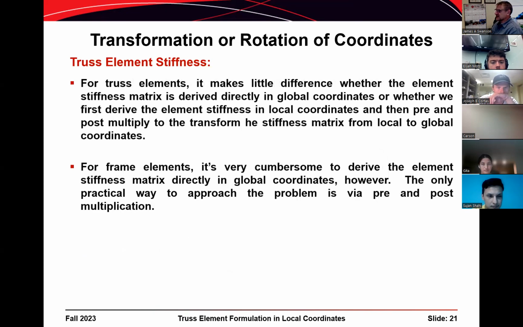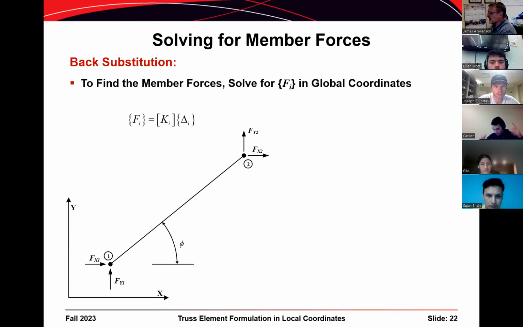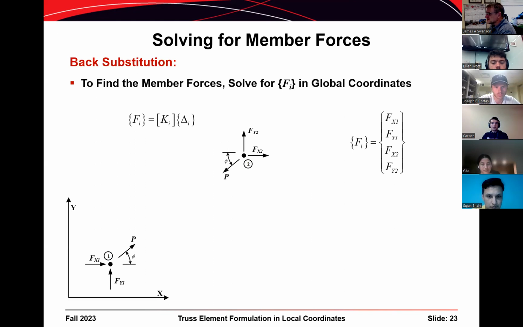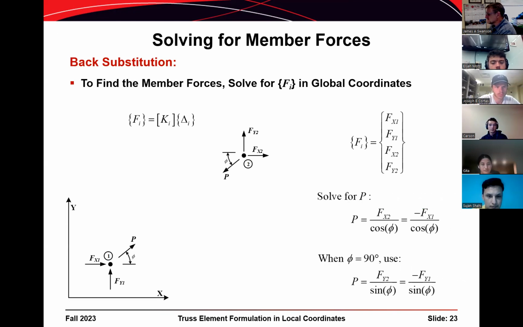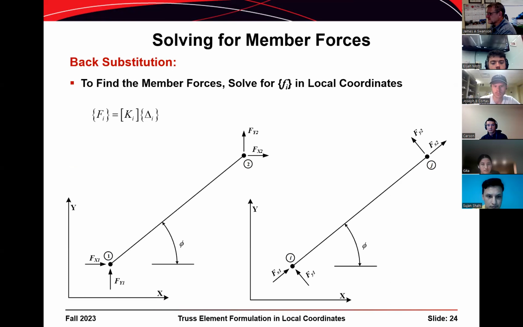All right, now for truss elements, it makes little difference whether we derive them in the global or the local coordinates, but for frame elements, it's very cumbersome to derive the element stiffness matrix directly in global coordinate systems. So when we get to frame elements, we have almost no option but to use pre and post multiplication for the process. And so when we evaluate this in member forces in our local coordinates, we can go back to the local formulation. So we have lowercase f here.